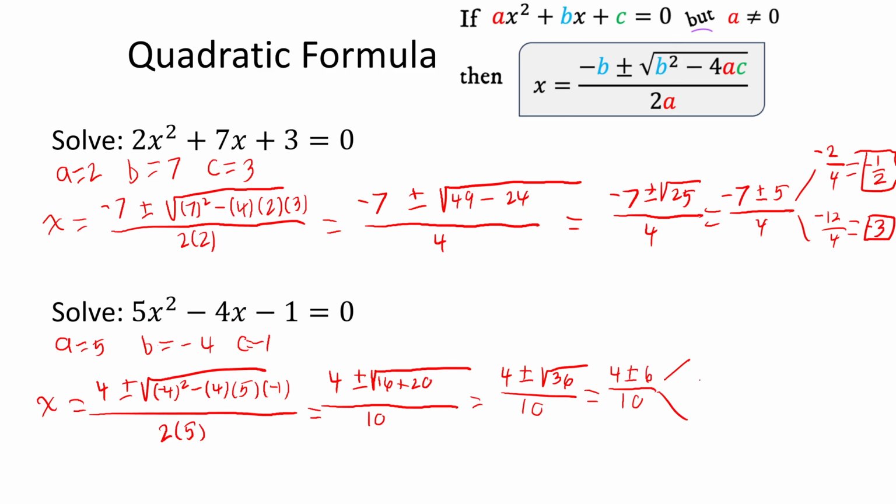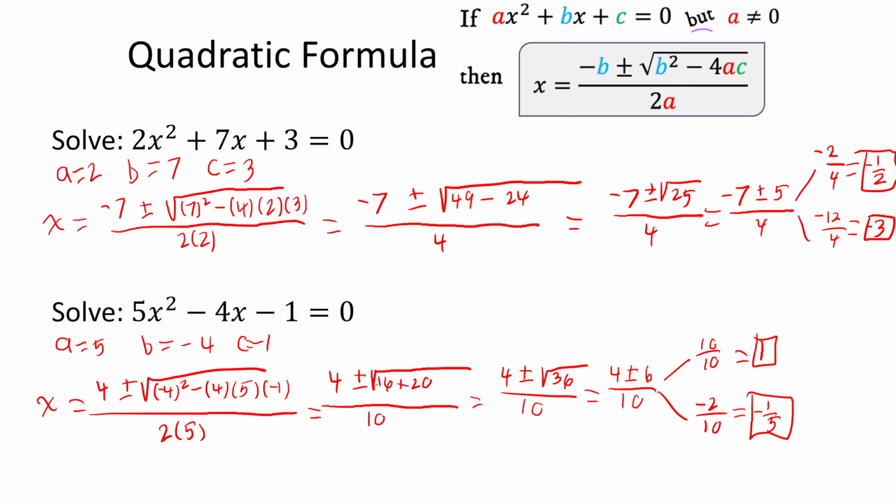Once again, we split it. 4 plus 6 is 10 over 10. 4 minus 6 is negative 2 over 10. And then we just say what these are equal to. 10 over 10 is 1. Negative 2 over 10 is going to be negative, we could simplify this, 1/5. And there's your answer. Now, there's one thing that is very important, right?